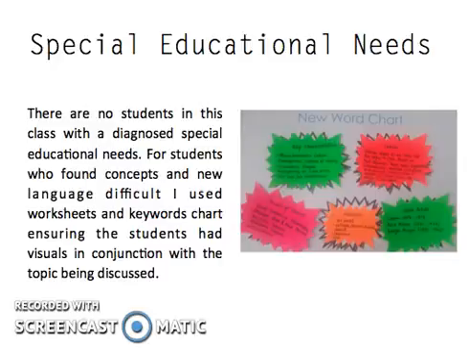Special educational needs. There are no students in this class with a diagnosed special educational need. For students who found concepts and new language difficult, I used worksheets and key charts, ensuring the students had the visuals in conjunction with the topic being discussed.